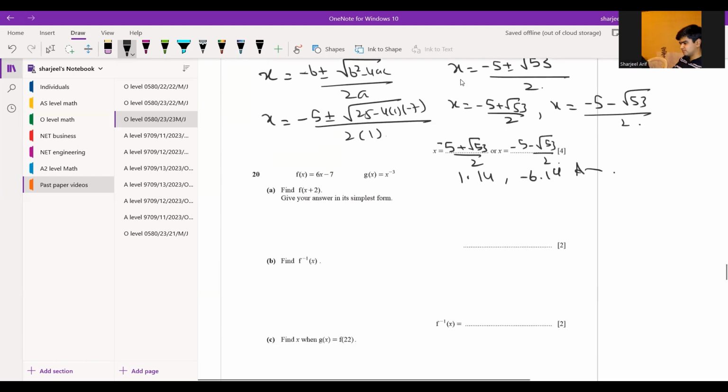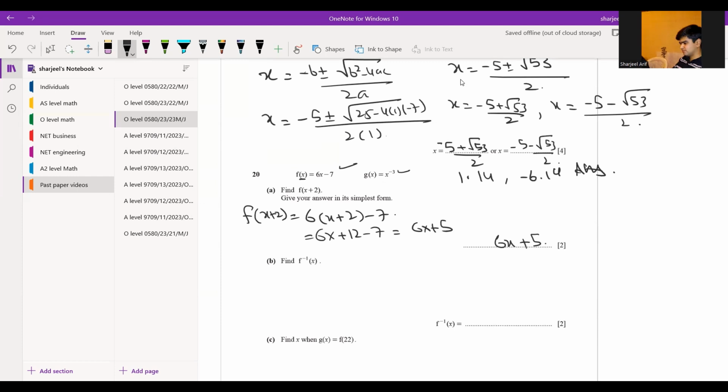Now for question number 20, we are given two equations, f(x) and g(x). We have to find f(x plus 2). For that, we have to replace the variable x with x plus 2. So we will replace it on both sides to get 6x plus 12 minus 7. This will be 6x plus 5.